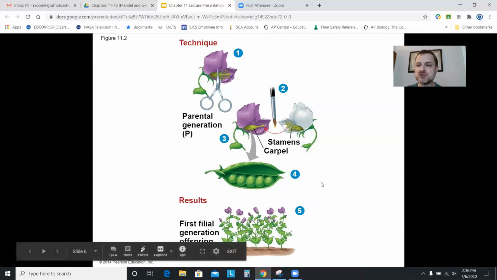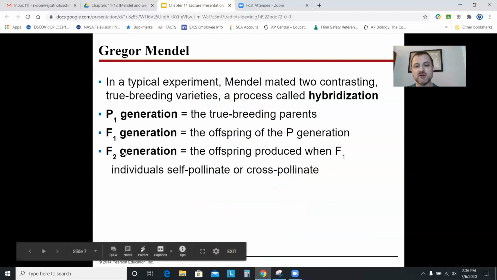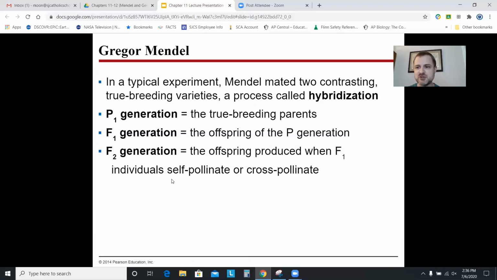The F1 generation, filial, kind of like Philadelphia is the city of brotherly love. Filial refers to the first generation of offspring. So those are called the F1s. If I let these plants self-fertilize, you would get F2s, then F3s, and F4s, and so on, okay? This slide just shows what I just said. A hybrid is what you call it when you cross 2 different traits. The P1 are the parents, the F1 are the first offspring, and the F2s are the offspring of 2 F1 plants, or if an F1 plant is self-pollinated, all right?